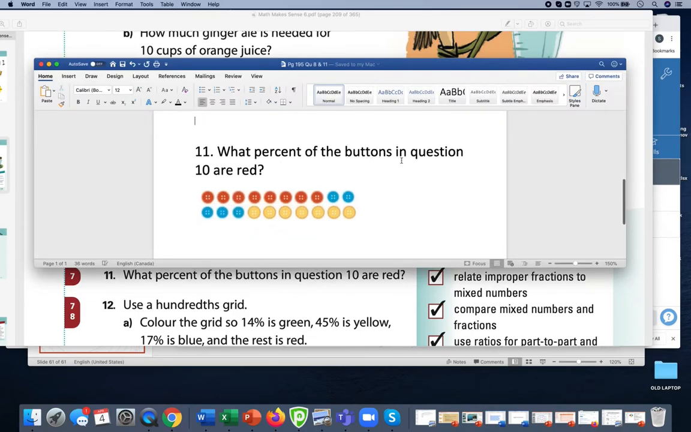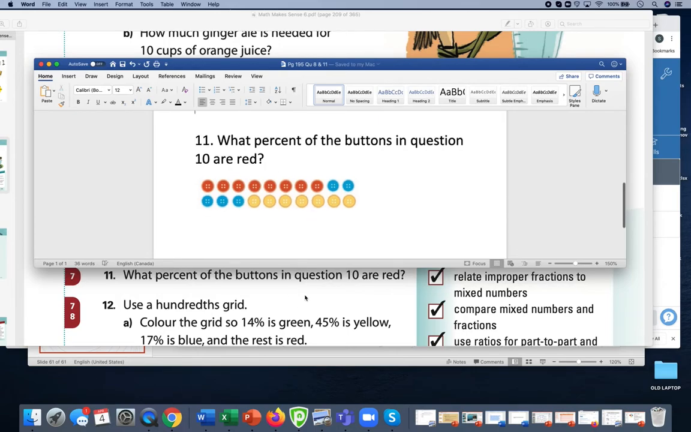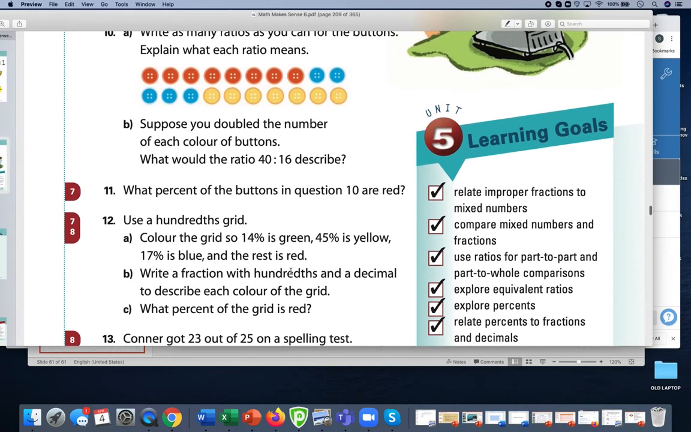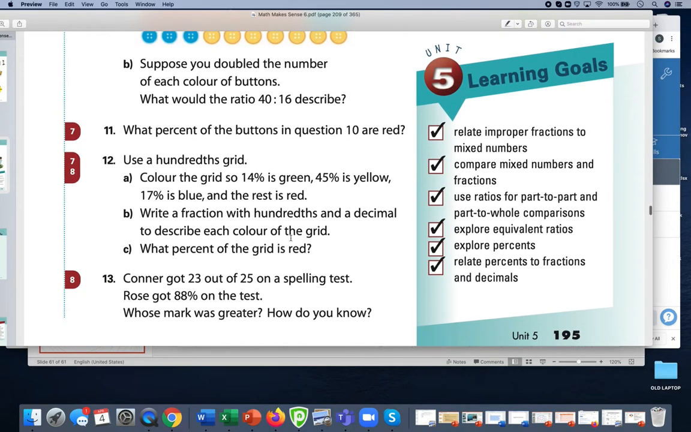So what percent of the buttons in question 10 are red? Okay, that one hopefully is pretty simple for you to do. And then this one, you're using your own math book for this. This is really similar to a question that we did earlier on Seesaw. So you're just going to color this in, the rest is red. What fraction of the hundredths and decimal to describe each color? Okay, so that's pretty easy.